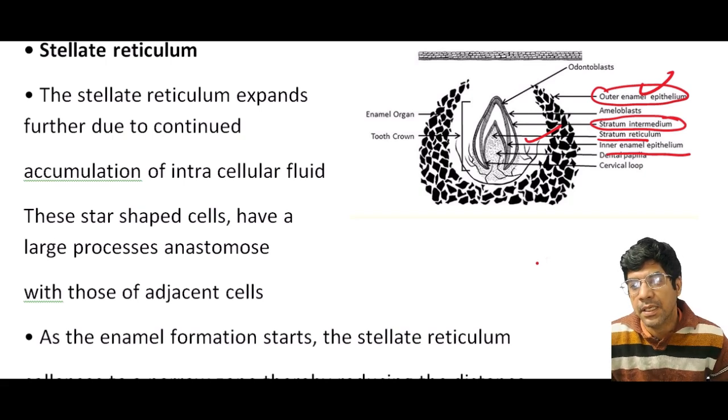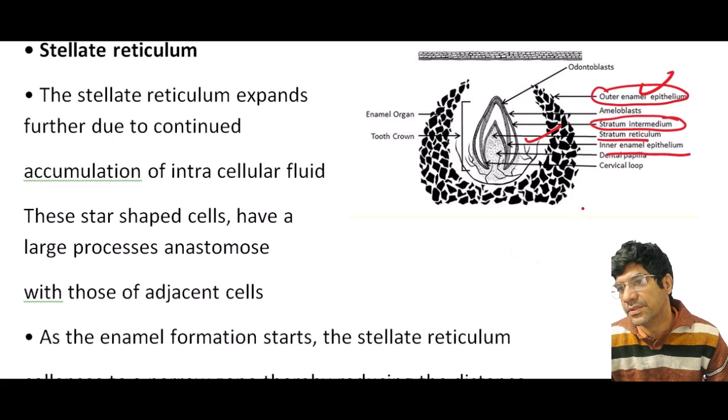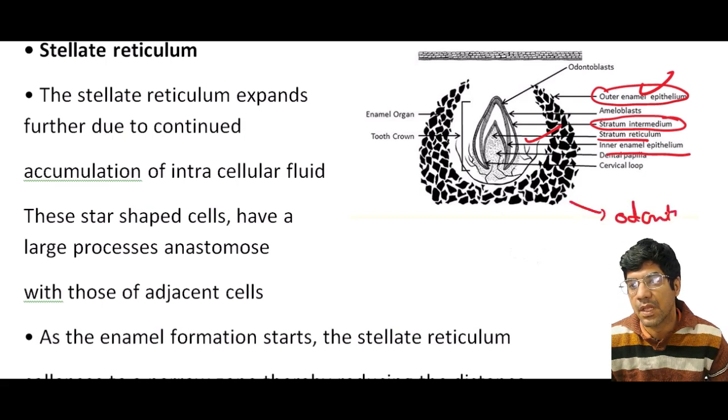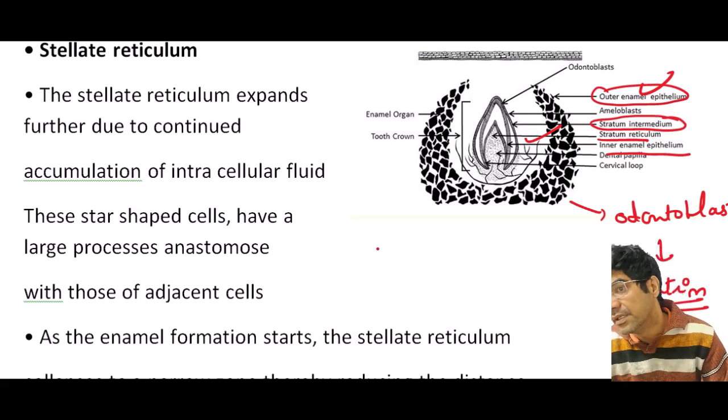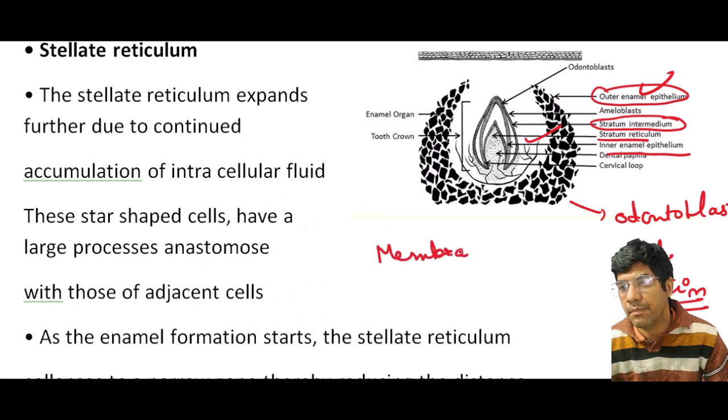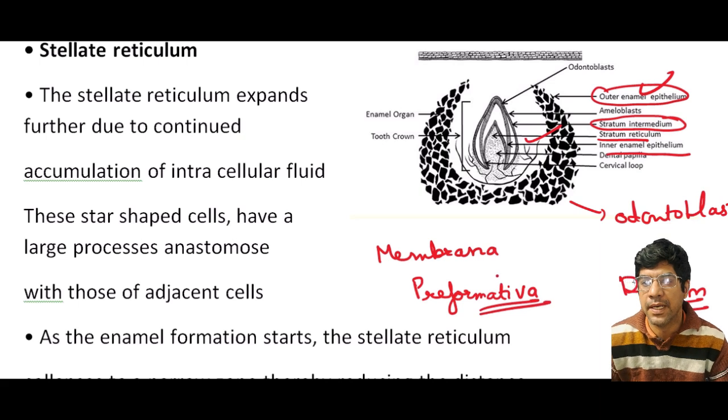The dental papilla, the innermost part of the enamel organ, starts to transform into odontoblasts, the cells that make the dentine. And just before the dentine starts forming, there is a special membrane known as the membrana preformativa that separates the enamel organ from the dental papilla.